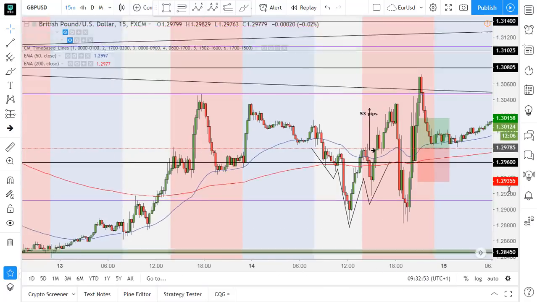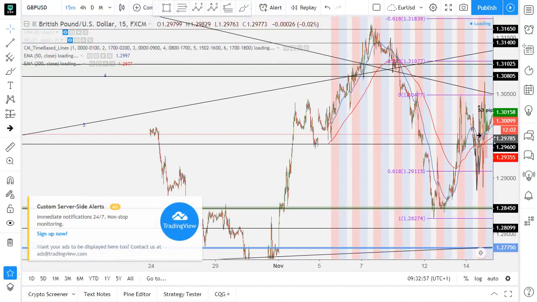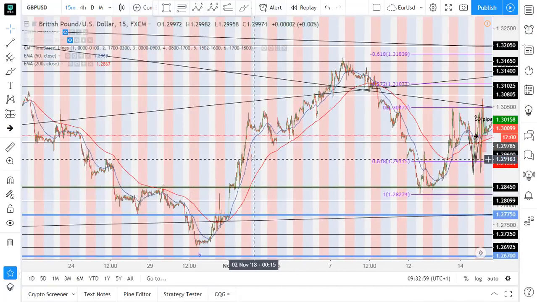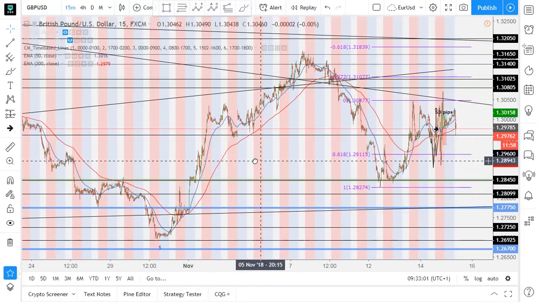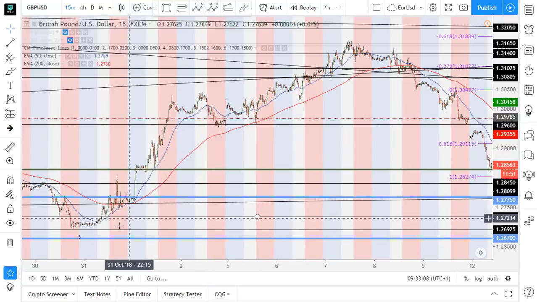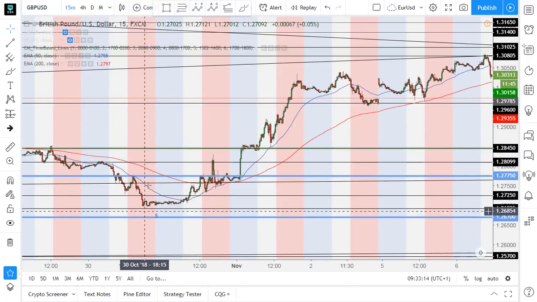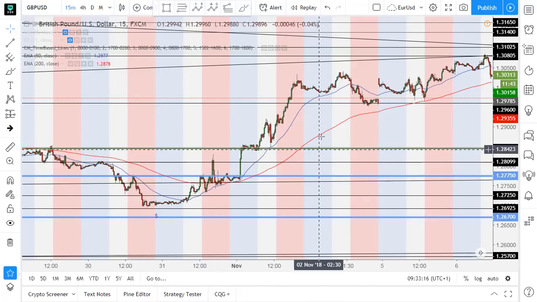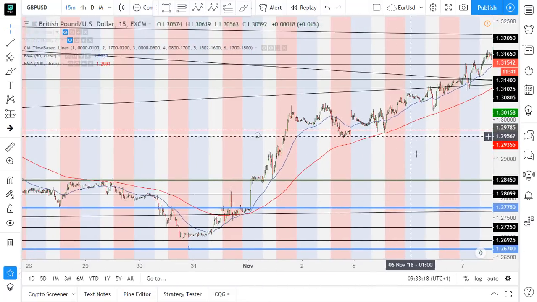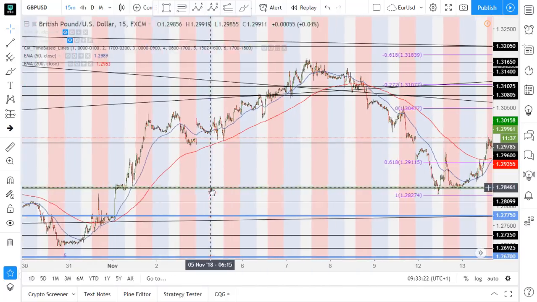So starting here on the pound USD, we started to see some strength from the pound. We had this very big run to the upside out of our support levels here, between these two monthly levels and daily levels. So you'd expect something like that to happen, because this picked up quite fast.